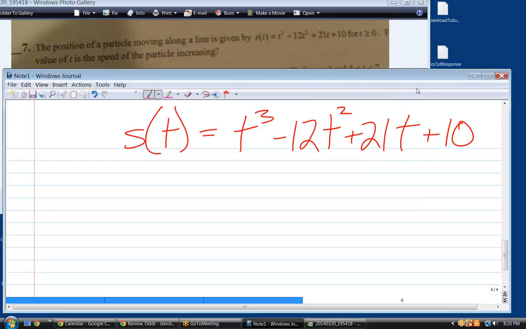Okay. Notice they said the speed, not the velocity. For what value of t is the speed of the particle increasing? Well, let's get the velocity function.